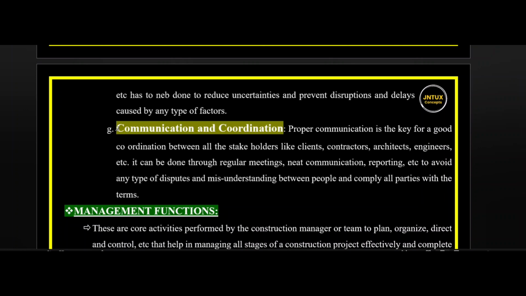So the last key management objective is communication and coordination. Proper communication is the key for good coordination between all the stakeholders like clients, contractors, architects, engineers, etc. It can be done through regular meetings, neat communication, reporting, etc. to avoid any type of disputes and misunderstandings between people and to keep all the parties within the terms.